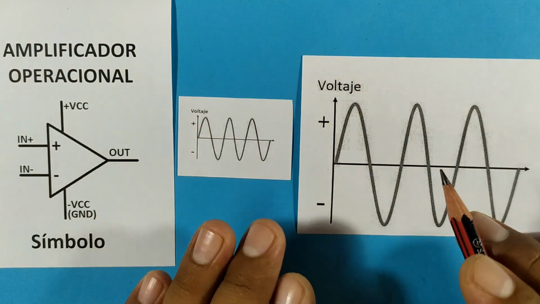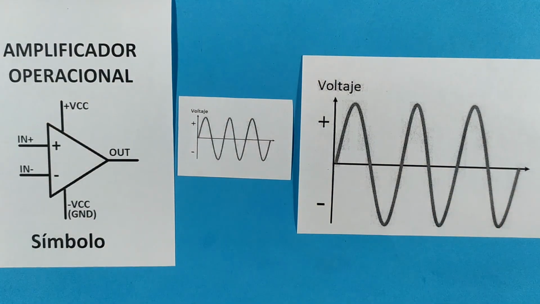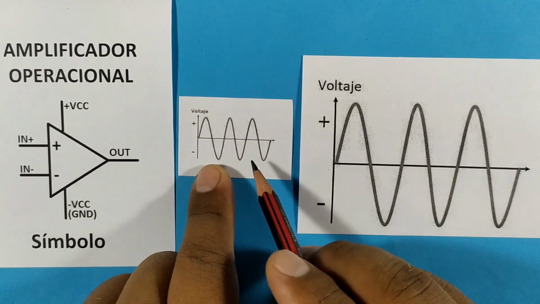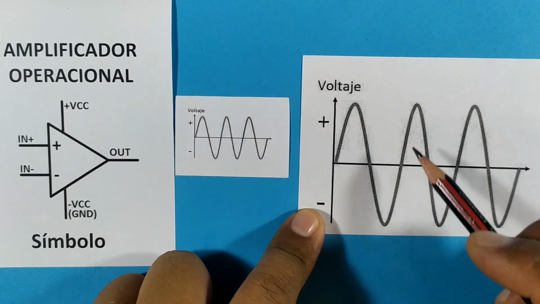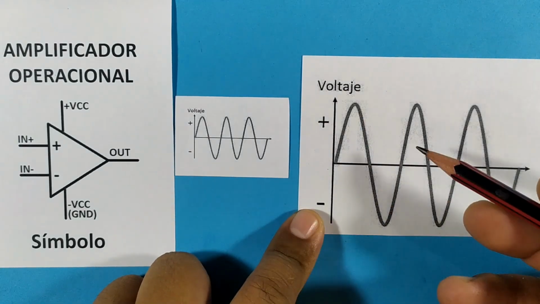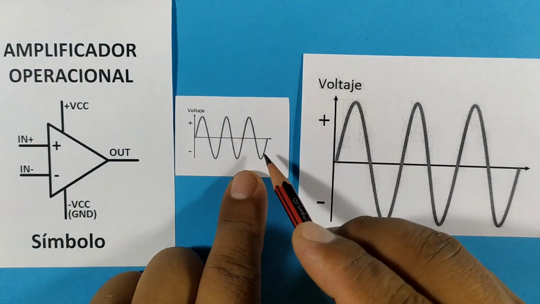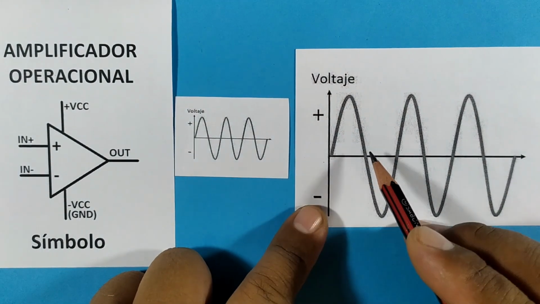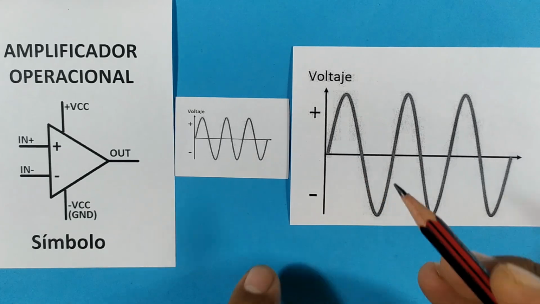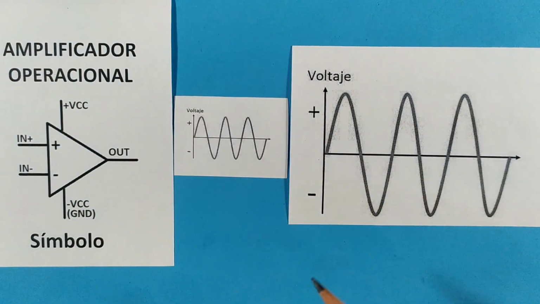The operational amplifier as a signal amplifier. As its name indicates, what it will do is amplify small amplitude signals to values that are necessary or required. I can have a 1 volt signal and amplify it 5 times, 10 times, or 100 times. That will depend on the external components of the amplifier.